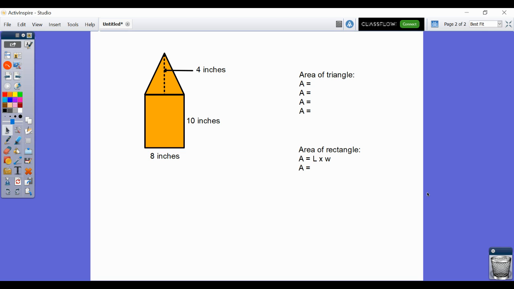Students, it's Mrs. Madden, and I'm here to share my 13.4 review and reinforcement video on finding the area of composite figures. Remember, composite figures are larger figures that are made up of smaller figures.